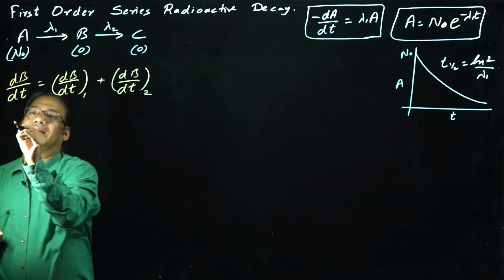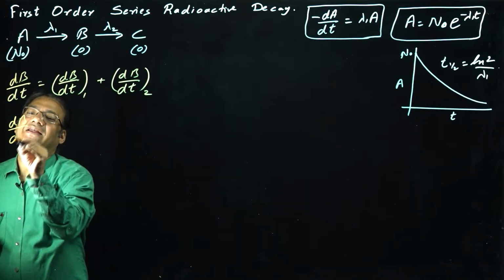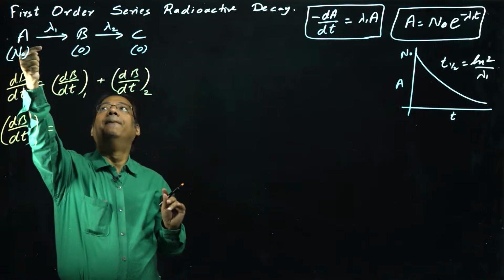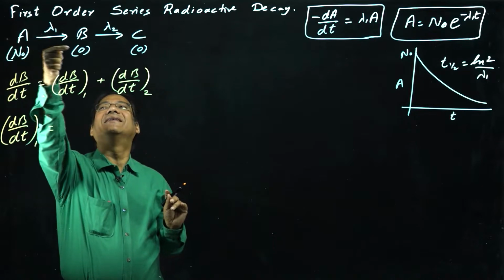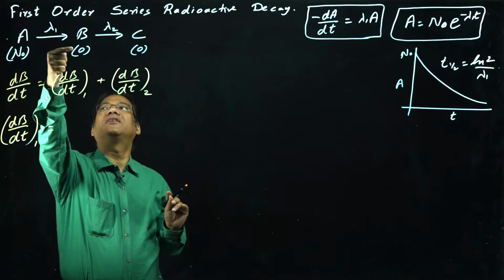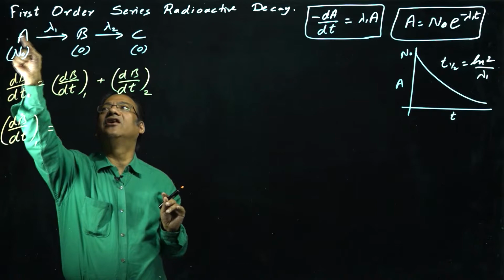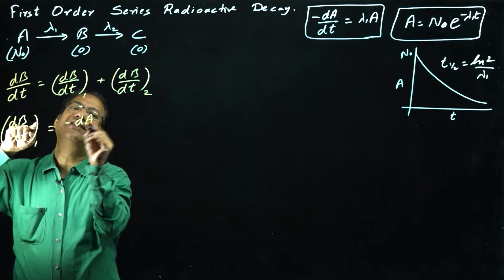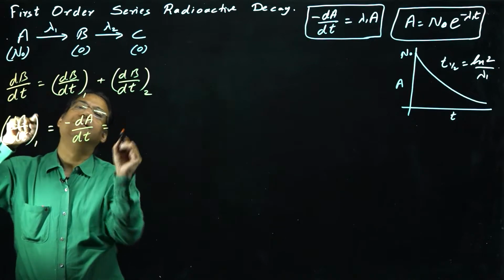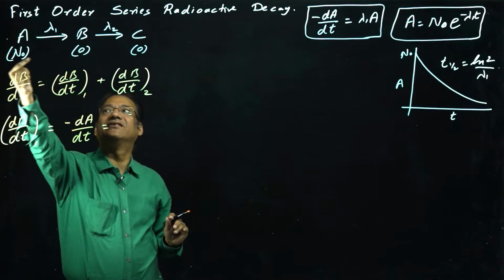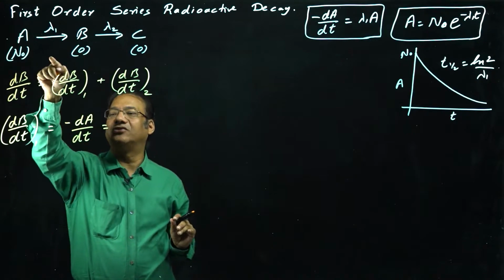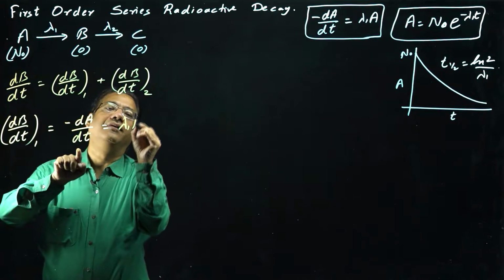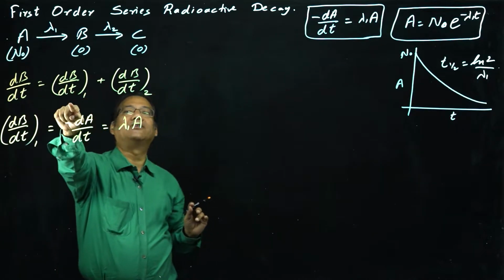Now through path 1, let's try to understand this. dB by dt through path 1. Through path 1, B is increasing, it's forming, and the rate of formation of B is the same as the rate of decay of A. So dB by dt through path 1, I can always say it's minus dA by dt. The amount of A that decreases is equal to the amount of B that forms through path 1, and minus dA by dt is lambda 1A. So this is dB by dt through path 1.